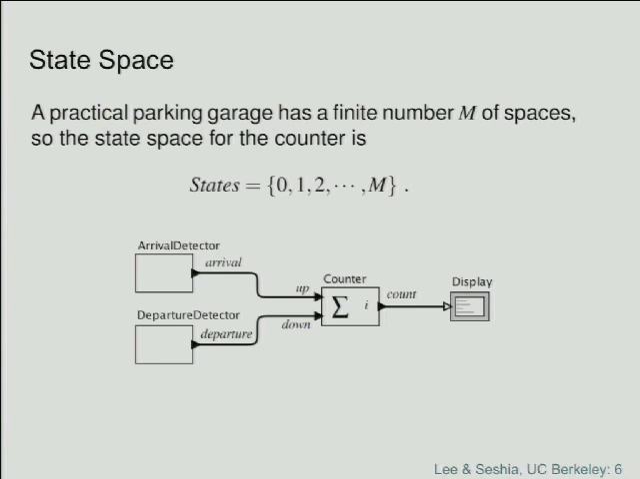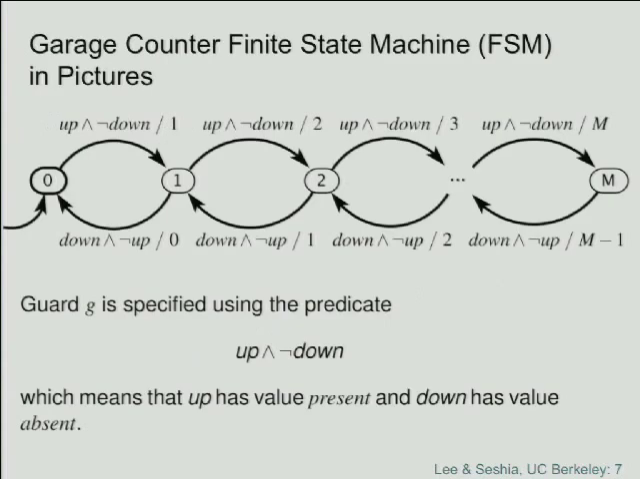Okay, so the counter, in this case, we're assuming that it has a finite number of states. It's configured for a garage with m parking spaces, and it's not going to count beyond m. We can represent that using a finite state machine diagram, a bubble and arc diagram, where we use a bubble for each state. The initial state, represented by this little dangling arrow right here, is 0, meaning simply that when we start this thing up, we assume there are no cars in the garage.